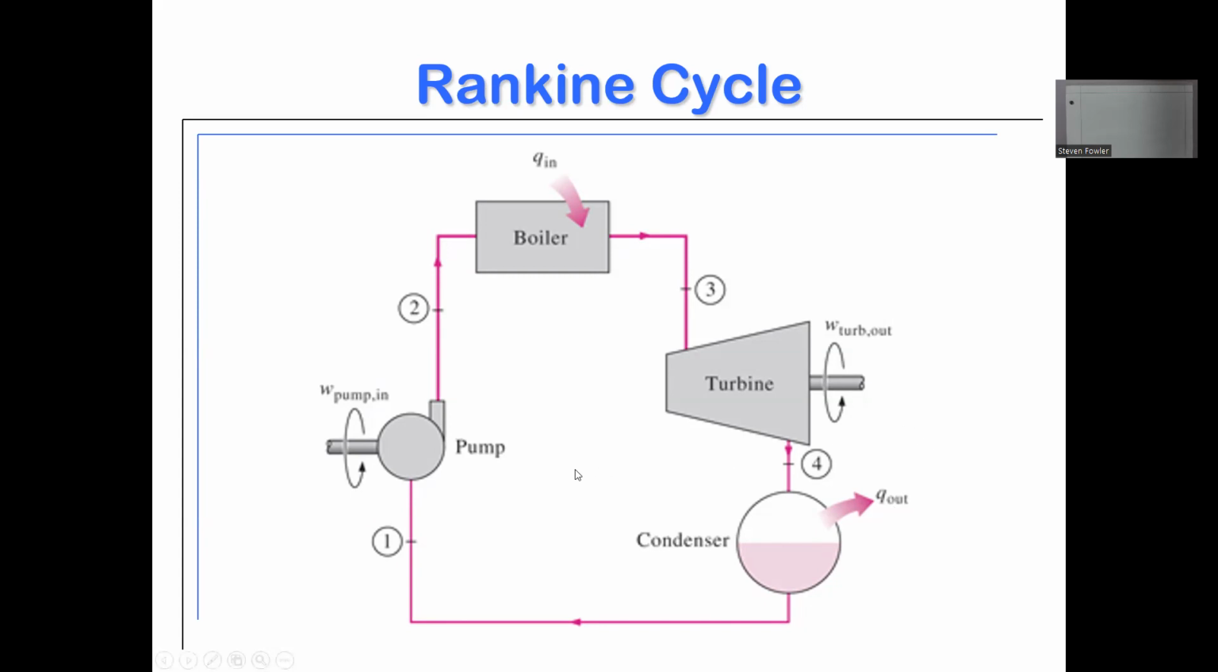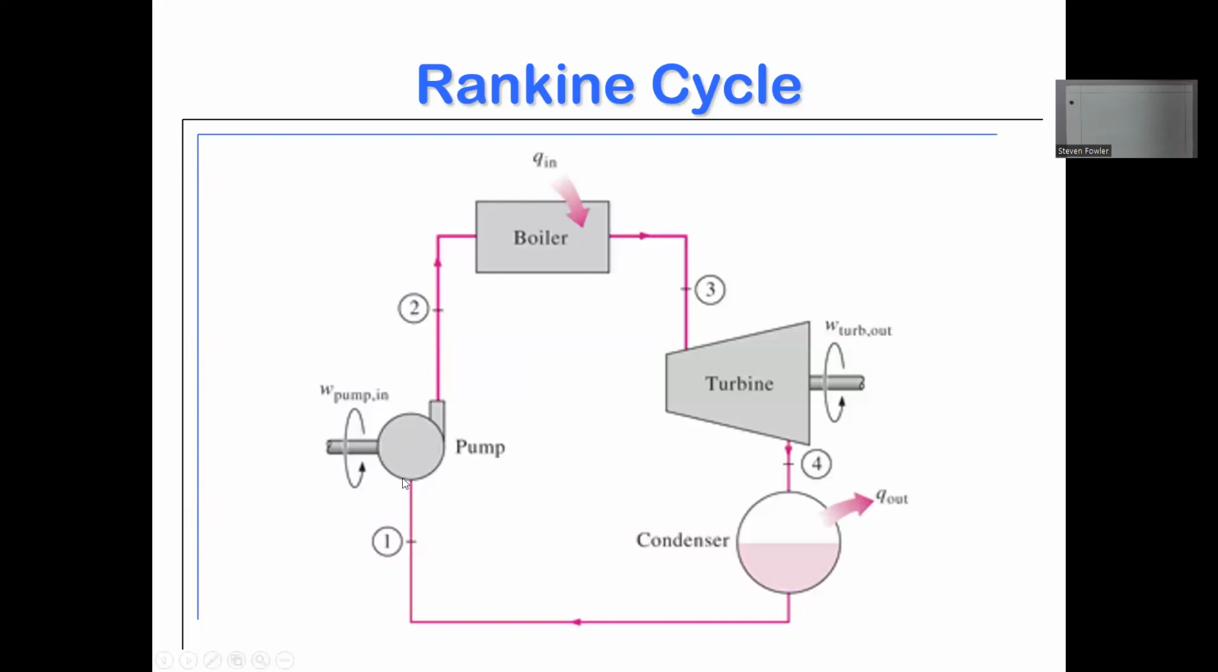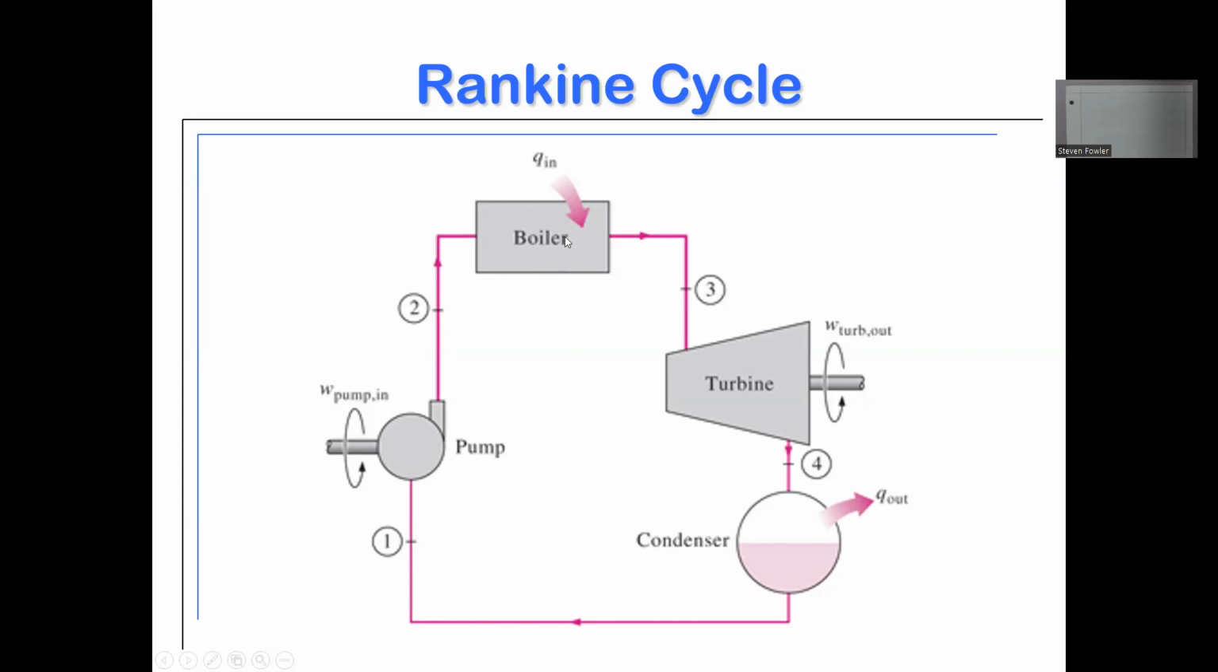And you can see they've labeled the steps here. From 1 to 2 is this isentropic compression. In a physical sense, that's going to be an ideal pump. The goal of that pump is simply to increase the pressure of the liquid, to get high pressure liquid going into the boiler. From step 2 to 3, that's constant pressure heat addition. So I'm going to add heat to this liquid at a high pressure, and basically I'm going to boil it off.